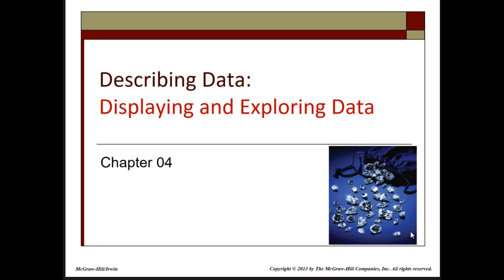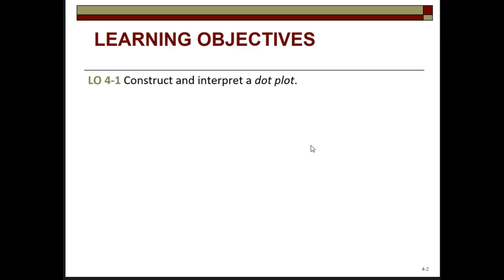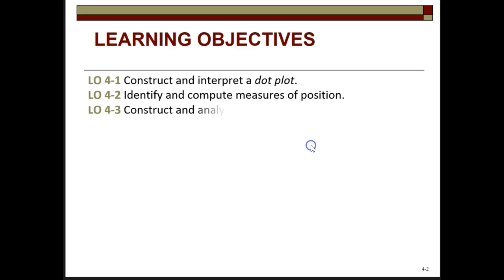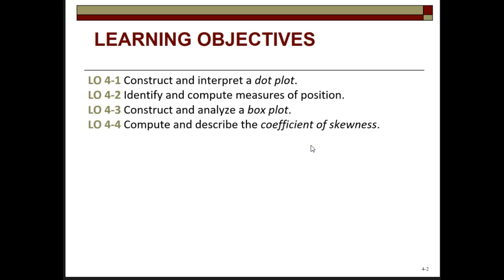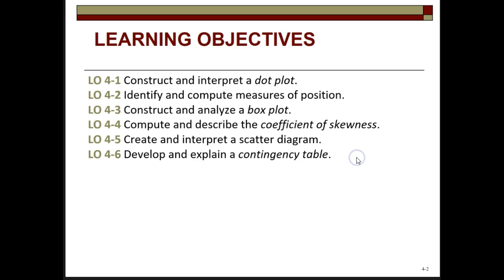Welcome to Chapter 4, Describing Data and Displaying and Exploring Data. In this chapter, we are going to work on constructing and interpreting dot plots. We're going to identify and compute measures of position, construct and analyze box plots, compute and describe the coefficient of skewness, create and interpret a scatter diagram, and develop and explain a contingency table.